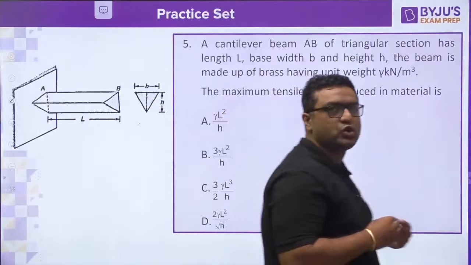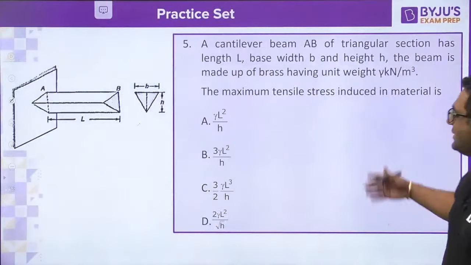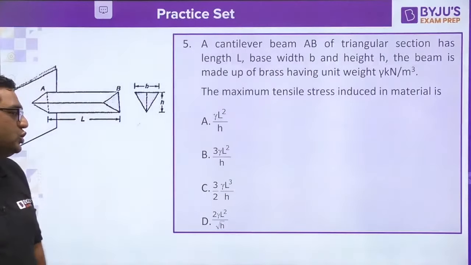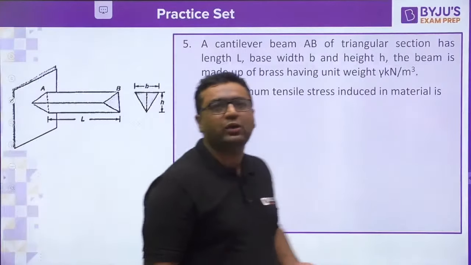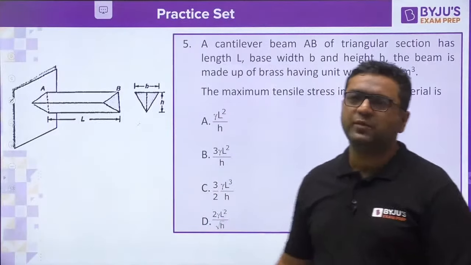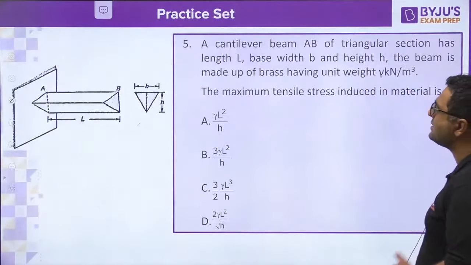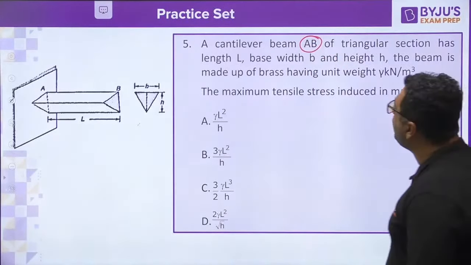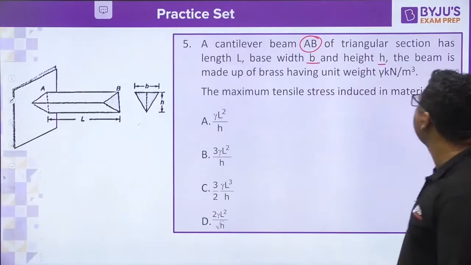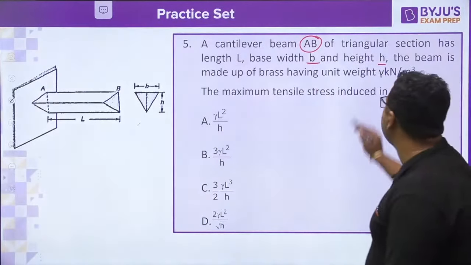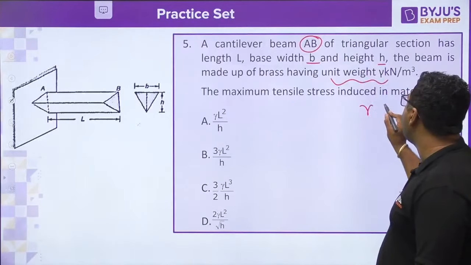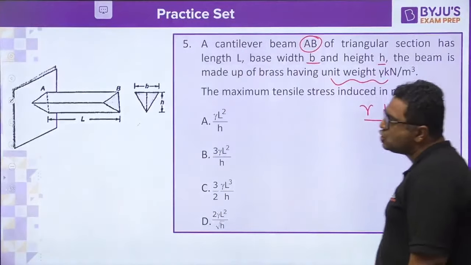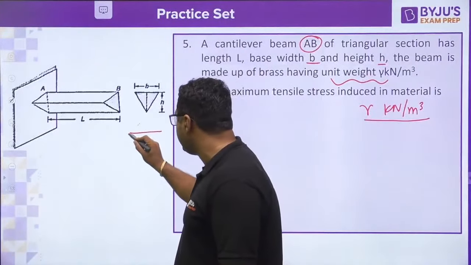Question number 5. This is also a famous question, and I have taken this because this type of question comes directly in the exam many times. When they come directly, we shall not leave them. You might have seen this question before; even I have taken it 2 to 3 times in the classes. A cantilever beam AB of triangular section has length L, base width B and height H. The beam is made of brass having unit weight of gamma kilonewton per meter cube. So my dear, you can see this to be a triangle.